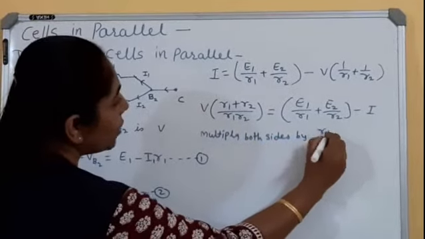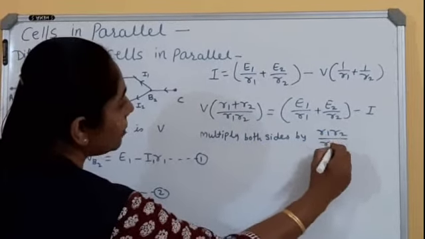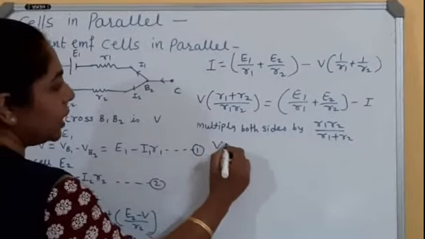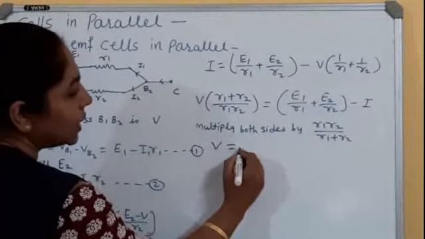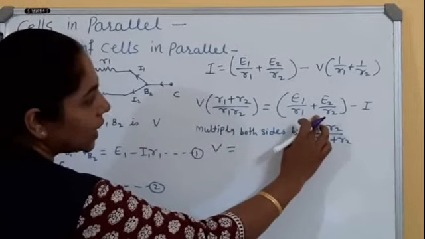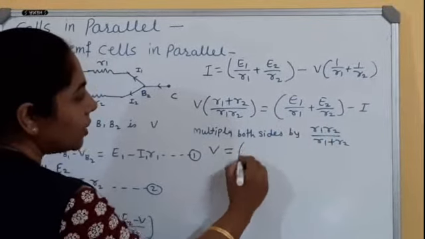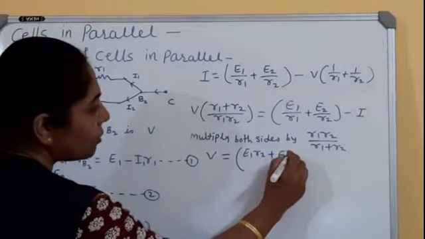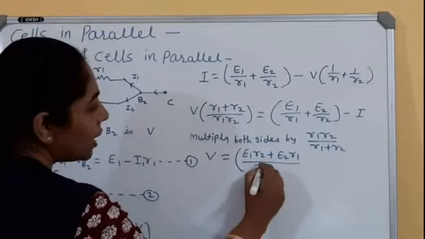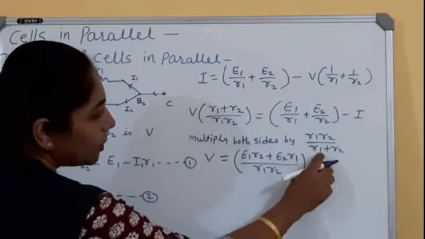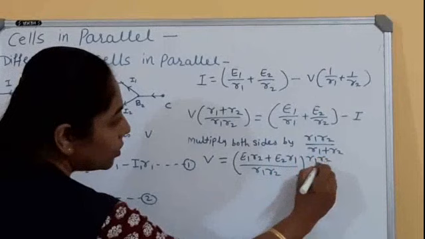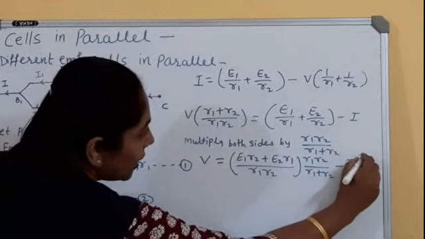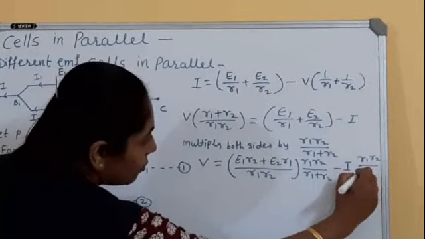By R1 R2 upon R1 plus R2. So here you will get simply V is equal to, here you have to multiply. So if you take here LCM, what you will get here? E1 R2 plus E2 R1 upon R1 R2. You are multiplying by R1 R2 upon R1 plus R2 minus I R1 R2 upon R1 plus R2.